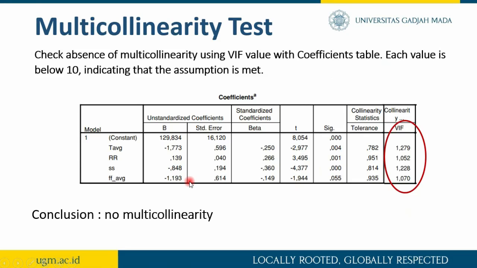And then the next test is the multicollinearity test. Check the absence of multicollinearity using the VIF value with the coefficient table. Each value is below 10, indicating that the assumption is met. We see in this coefficient table, in column 5, each value of the variable. All of these values are below 10, so the conclusion is no multicollinearity.